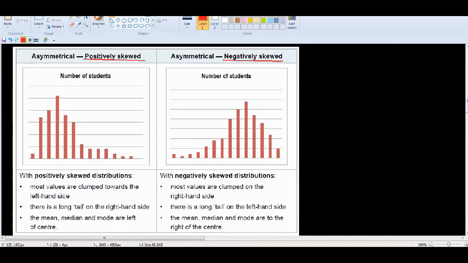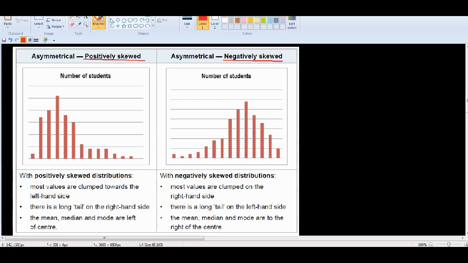For positively skewed data, you see the shape is like this: the largest group of data will appear at the left hand side, which is the smaller data. So when it is positively skewed, that means you have most of the data at the smaller end, or at the left hand side. On the other hand, if it's negatively skewed, you have most of the data at the larger end of the data.